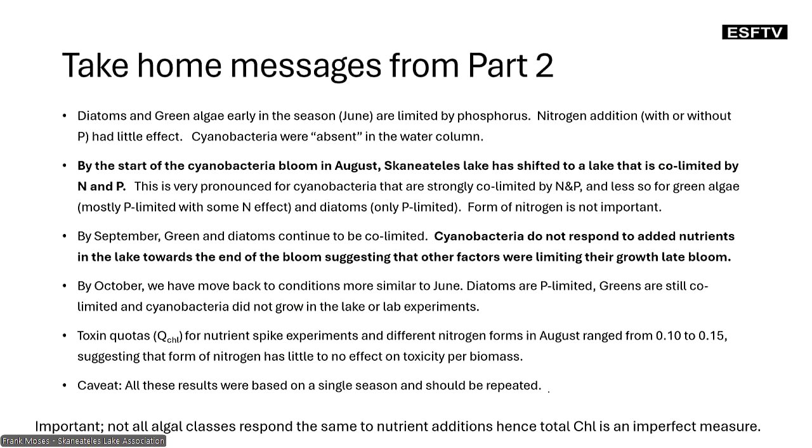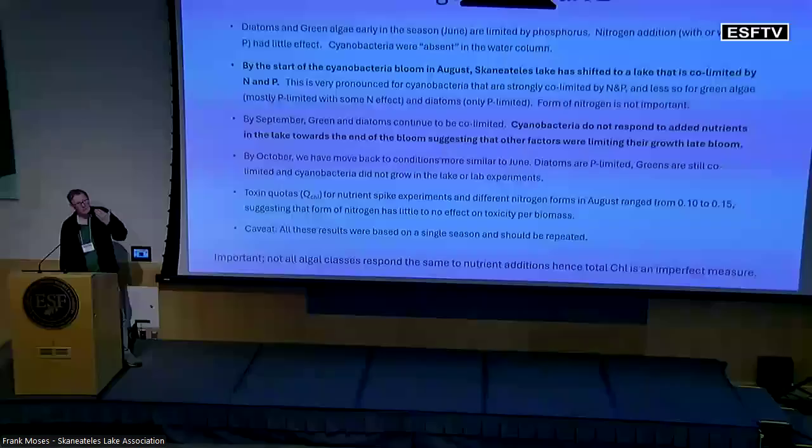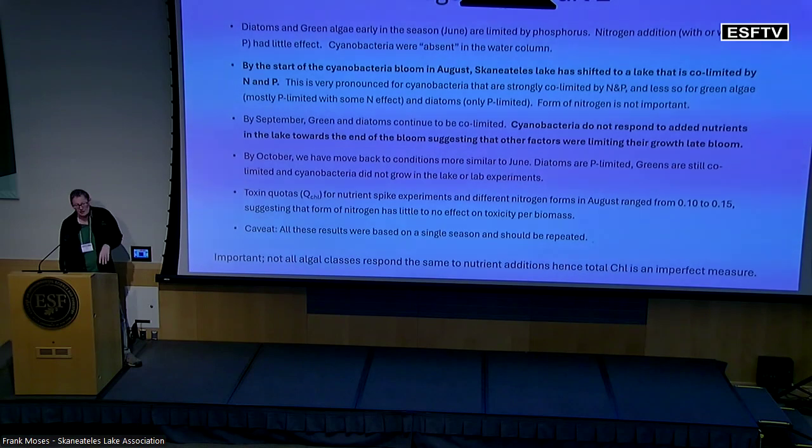I didn't show you the data on toxin quotas, but we did these nutrient spike experiments. The toxin quota throughout these different nitrogen forms ranged from 0.1 to 0.15, which is basically the same toxin quota that we saw throughout the whole study. So the different forms of nitrogen did not increase toxicity per cell, and the amount of toxin you got was purely due to the biomass that was there.